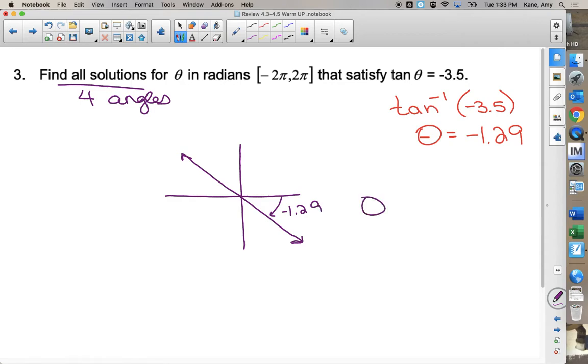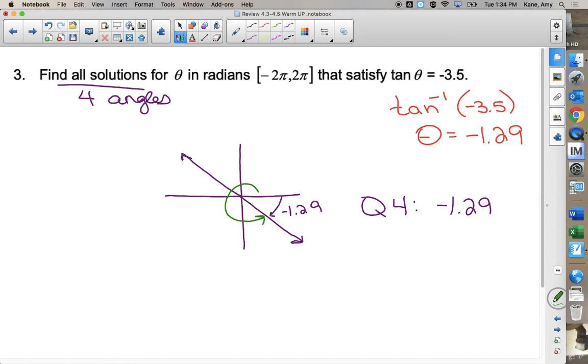That angle is in the fourth quadrant. Negative 1.29. So that's one answer in the fourth quadrant. I'm only going to focus on the fourth quadrant right now. How can I get the positive angle that also goes in the fourth quadrant? By using this number. So how could I take the number that we got from the calculator and get the angle to go in the positive direction?